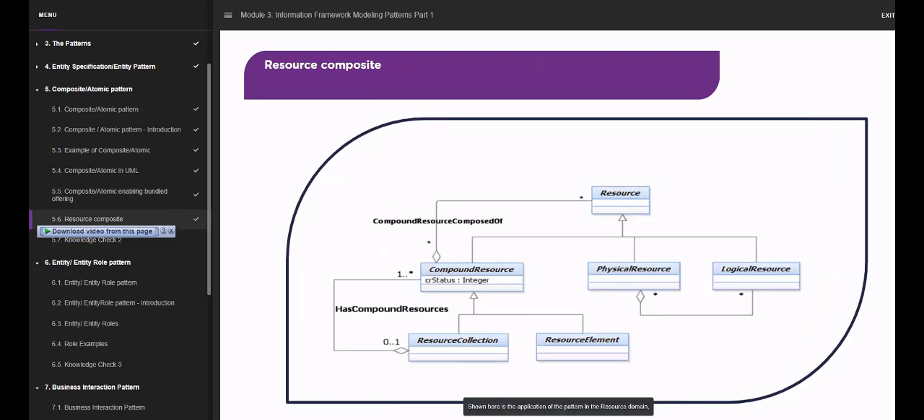Shown here is the application of the pattern in the resource domain, where a compound resource is a composite of one or more other resources. It also shows another application of the pattern where a resource collection is a composite of other compound resources. For example, a server farm is the resource collection composed of servers which are compound resources.